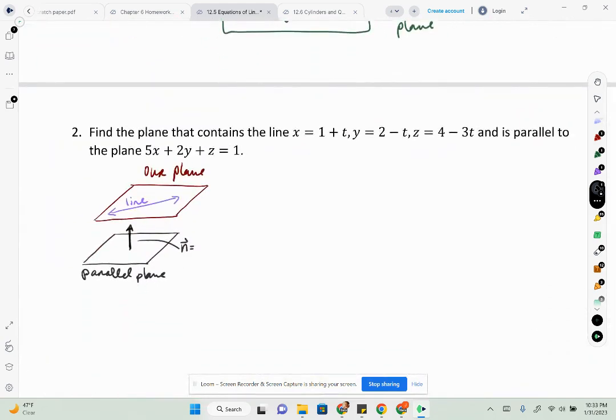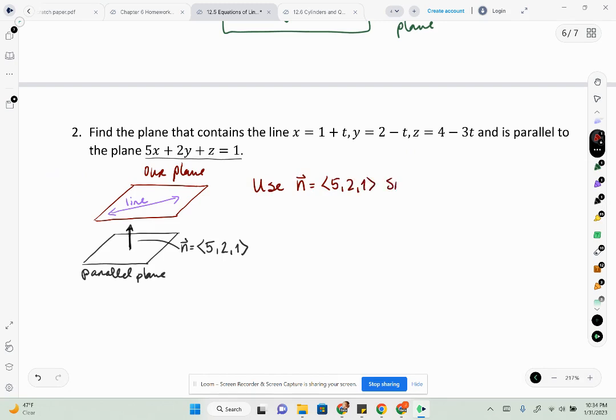So in this problem, that means that the normal vector has components 5, 2, and 1. And I'm just taking that straight from the plane that they gave us. Okay? Now, if that normal vector was to continue infinitely up, it would go through our plane and be perpendicular to our plane, which is what we want. So we're going to use n equals 5, 2, 1, since it is perpendicular to our plane.